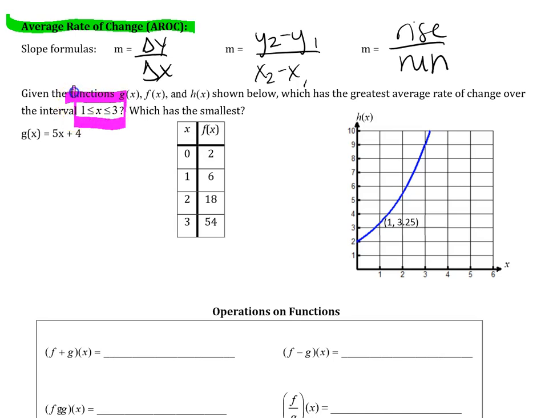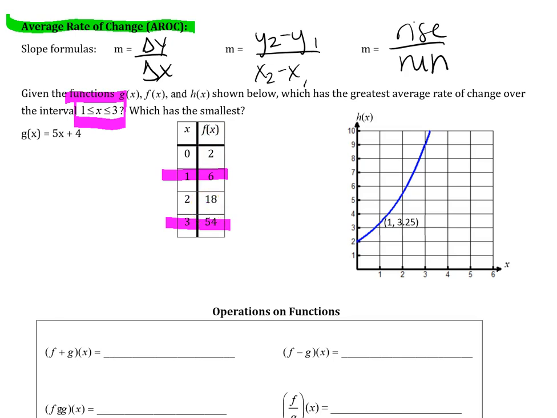This is the part that's really important. A lot of people overlook that. Okay, so when I look at the table, I'm literally going to highlight x equals 1 and x equals 3 because that's my interval. A lot of students will ignore the interval and do the whole table. We don't want that. Okay?